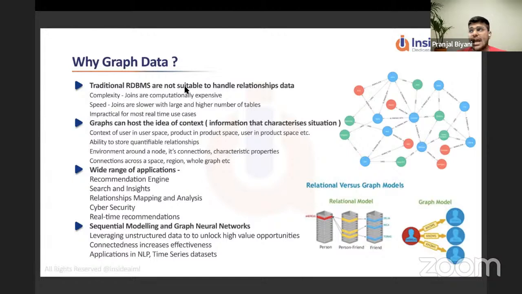Real-time recommendation. So what happens is, if you have a relational database, a CSV file or data set, the recommendations that you do, you have to process the entire data together to make the recommendation. But when you work with graph data, the recommendations can happen in real time. This is one of the biggest advantages of having graph data, right?